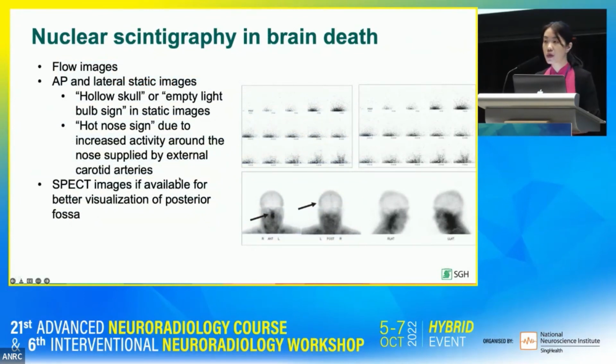So what we normally do in brain death, we acquire flow images, which are dynamic images, and then static images in the AP as well as the lateral view, where we typically show a hollow skull or what we call an empty light bulb sign. And sometimes we'll see a hot nose sign because of increased activity around the nose that's supplied by the external carotid arteries. And if available, we'll do SPECT imaging for better visualization of the posterior fossa, and that is routinely done in both SGH campus and TDSH campus.